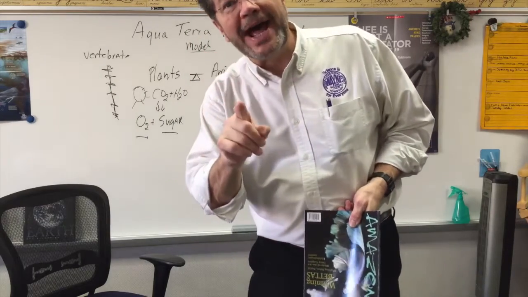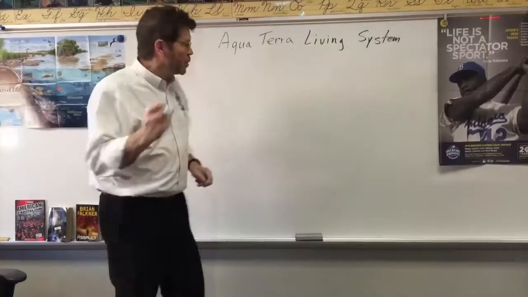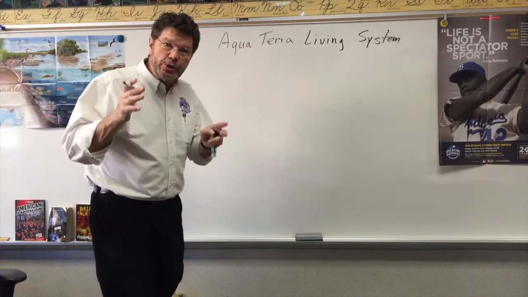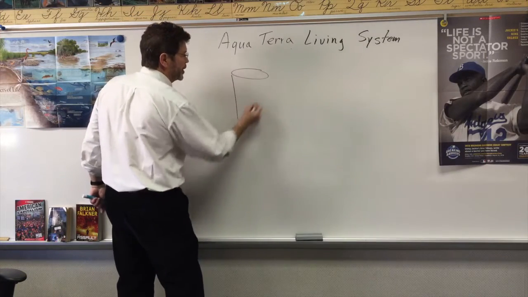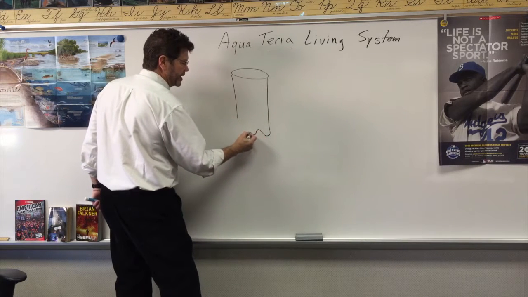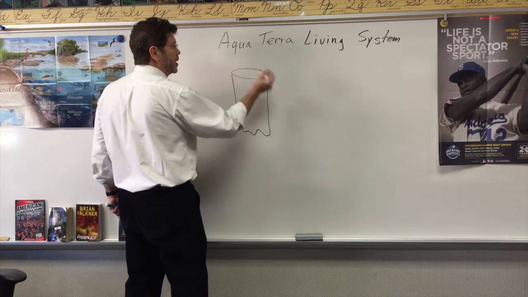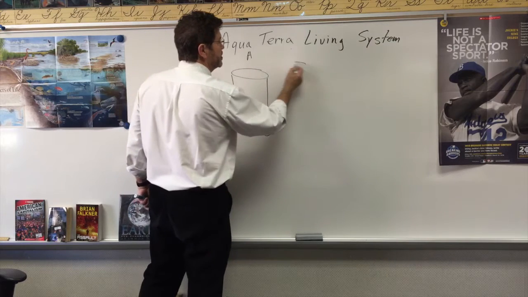All right, one more thing. Let's get the directions on how to build this. Okay, so here's what we're going to do. We're going to take used 2-liter bottles, and the first one is going to be cut like this, and I'm going to show you how to do that in just a second. This is going to be the Aqua, and this one's going to be the Terra.